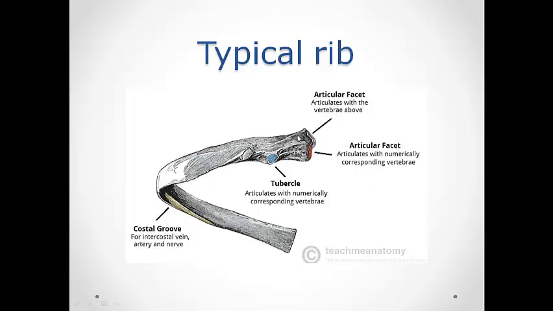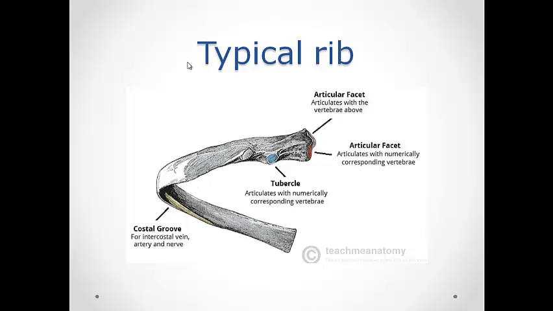First of all, this is the posterior end, and this is what we call the head of the rib. Now you notice that the head of the rib is kind of flattened on both sides, up here and down there, and this is called the articular facet. So the head has to have two articular facets. Now these are important because they articulate with the vertebra. So basically they allow the rib to be attached to the vertebra at the back.